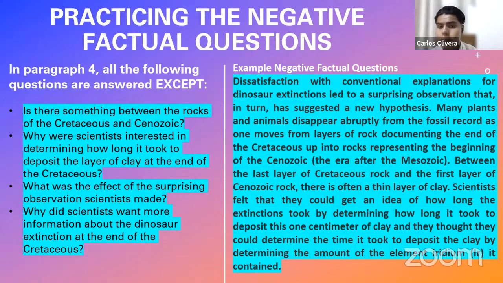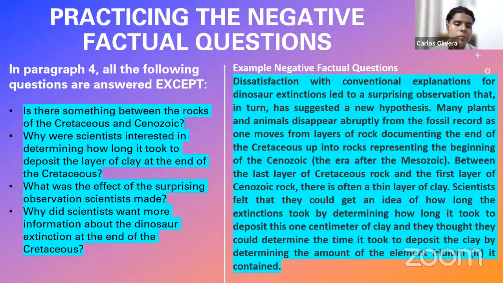Because the reading paragraph does discuss why the scientists were interested in determining how long it took to deposit this layer of clay. And it says here at the end of the passage that the reason they were interested is because they thought that by determining the time it took to deposit this clay, they could also determine the amount of iridium it contained. So that's the reason why they were interested in this process. And once again, this is not the correct answer for the very simple reason that it is discussed. In this case, the second answer is part of the reading paragraph, but the one we are looking for is not part of the paragraph, but this one is, therefore it cannot be our answer.